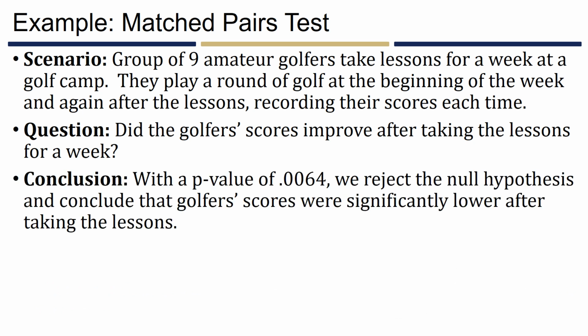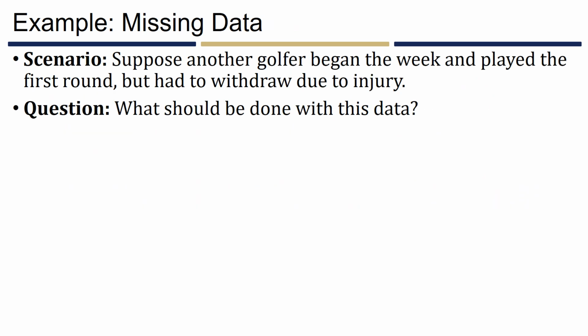So in the end, with a p-value of 0.0064, we're able to reject the null hypothesis. Our p-value is less than 0.05. That allows us to conclude that golfer scores were significantly lower after having taken the golf lessons. In the end, they were significantly better golfers. They did perform significantly better after taking the lessons.